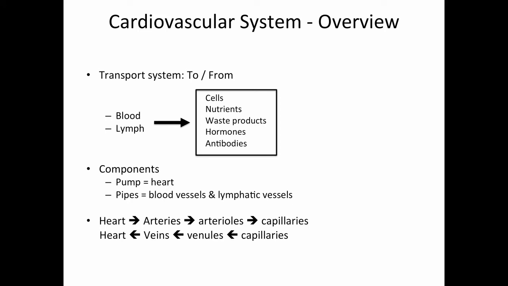Now let me just give you a quick overview of the cardiovascular system. This is not a surprise to anybody, but you can think of the cardiovascular system as a transport system to and from. So you could transport cells, nutrients, waste products, hormones, and antibodies to and from the blood, and likewise to and from the lymph. The components in the cardiovascular system would obviously be a pump, the heart, and pipes, blood vessels and lymphatic vessels.